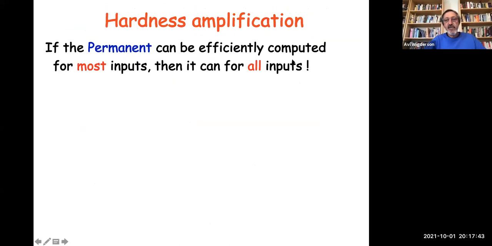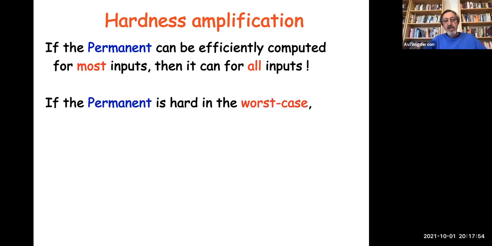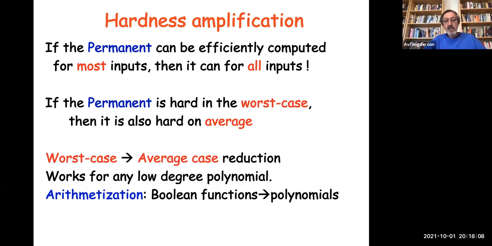So what is the meaning of this result? That's what KB was asking. If the permanent can be efficiently computed on most inputs, then it can be computed on all inputs. Put differently, and I'm just looking at the contrapositive, if the permanent is hard in the worst case, then it's hard in the average case. It's the same statement. So these worst case to average case reductions are absolutely fundamental. This works for any low degree polynomial and creates the idea of arithmetization.